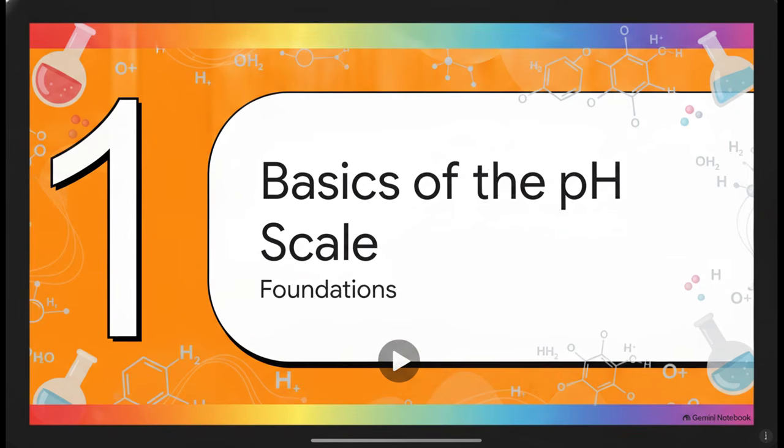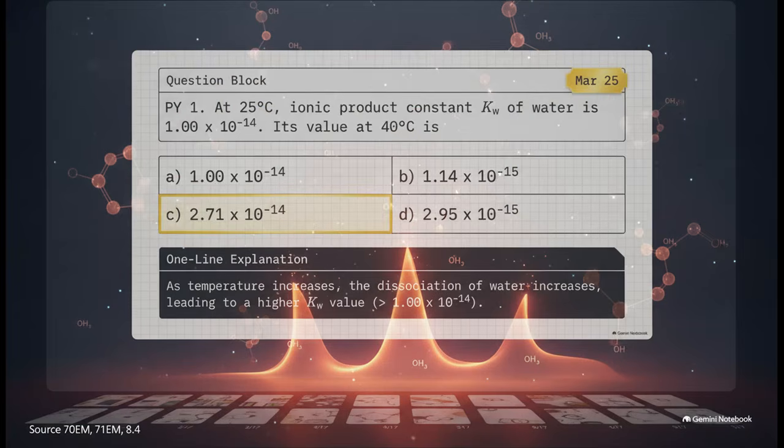Section 1. Basics of the pH scale, Foundations of Ionic Equilibrium. We are starting strictly with the foundational definitions and previous year, or PY, questions. Make sure your eyes are glued to the screen as we read exactly through the text here. Question block. PY 1, March 25.